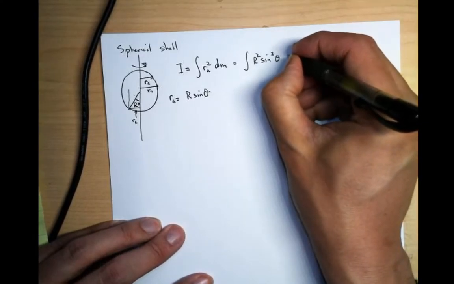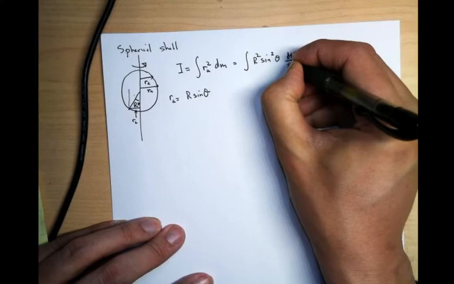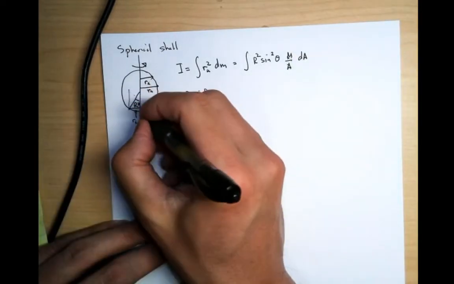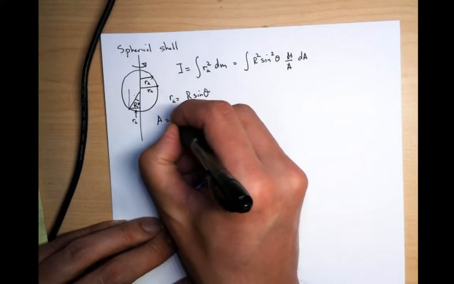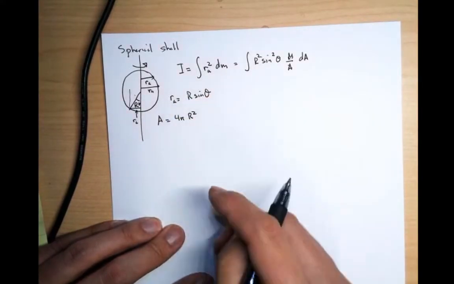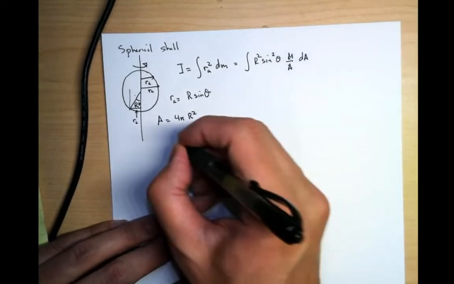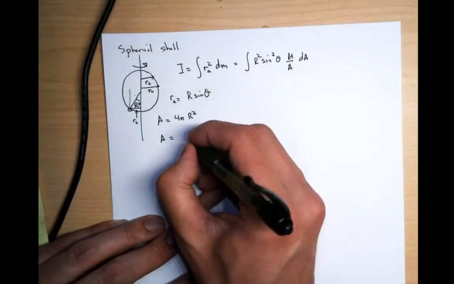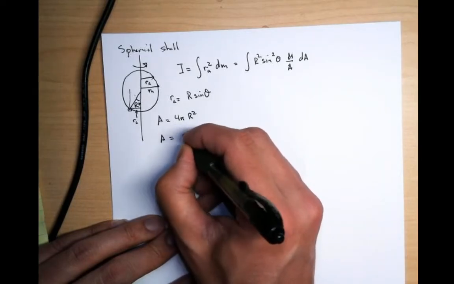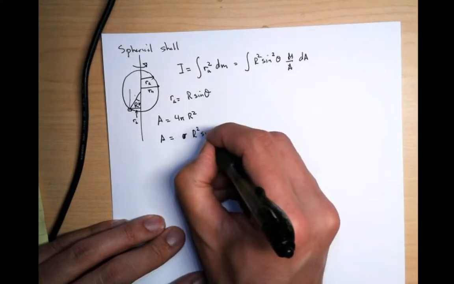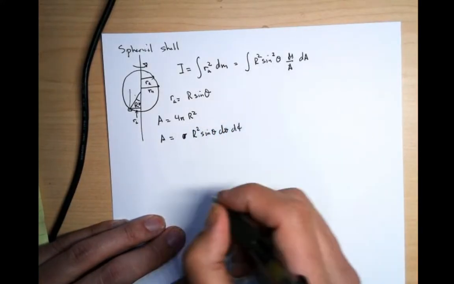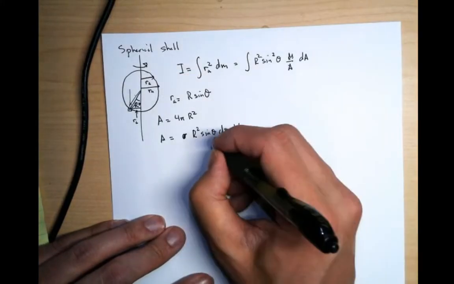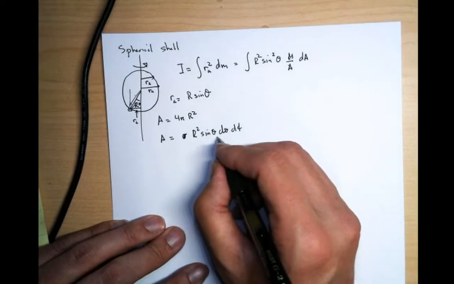So dm is sigma, which is the mass over the area, times basically dA, all right? Okay, and so the area of a sphere is 4 pi capital R squared, right? Okay, and now the area element on the surface of the sphere, which is this area right here, is going to be equal to R squared sine theta d theta d phi. Okay, so d phi is the rotation around this way, d theta is basically this angle right there. All right, okay, looks a little complicated, and that's because it kind of is, but that's just life.